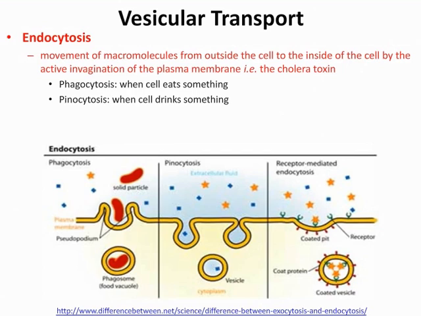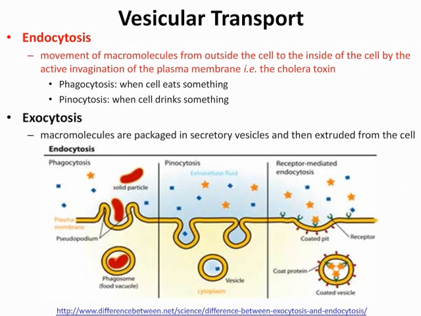So here we talk about the different types of vesicular transport. So endocytosis, remember endo is moving things from the outside of the cell to the inside. He talks about phagocytosis and pinocytosis, which is shown in the picture below. So phagocytosis is when a cell eats something. Pinocytosis is when a cell drinks something. So you should know phagocytosis and pinocytosis is associated with endocytosis, not exocytosis. Exocytosis is just the opposite. It's moving molecules from the inside to the outside of the cell.